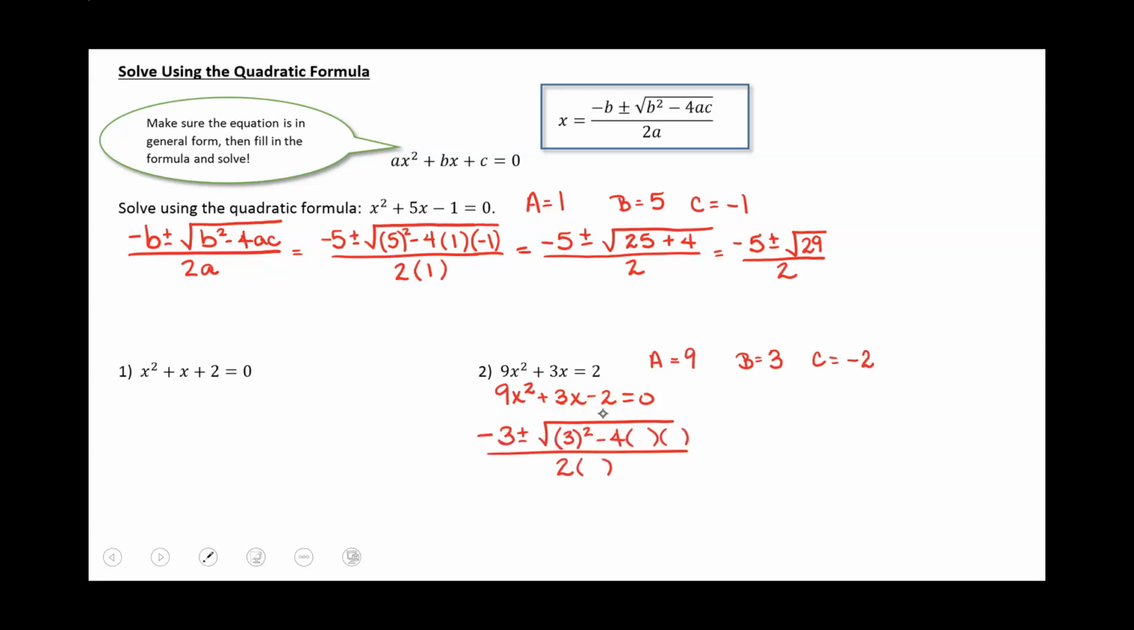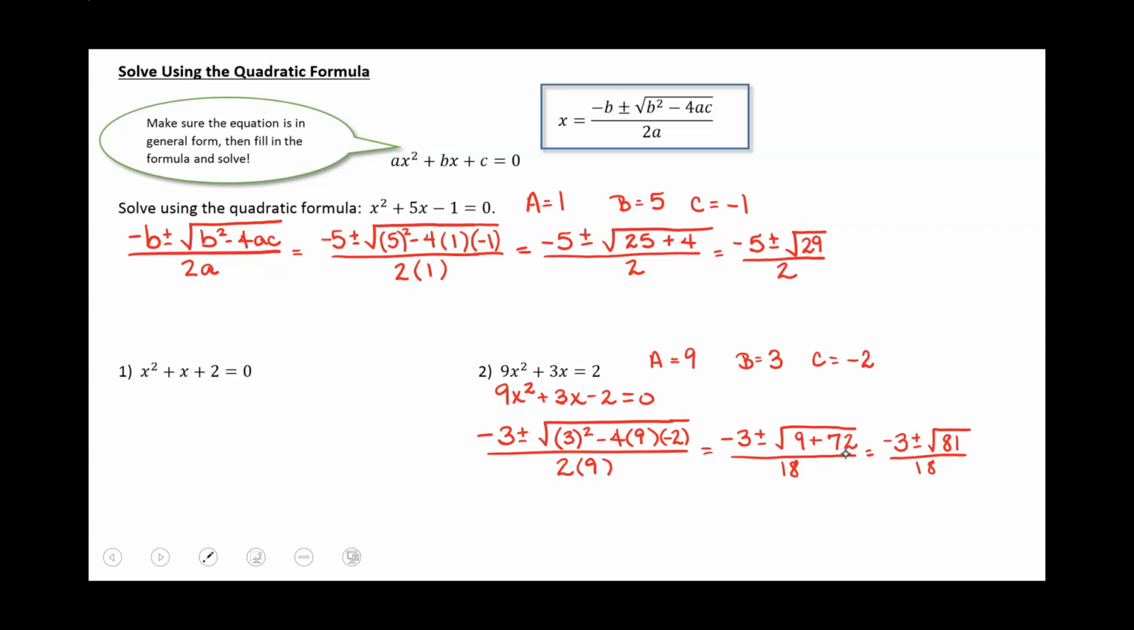All right, so let's use our quadratic formula again. Negative B was 3, plus or minus the square root of B was 3, squared, minus 4 times A was 9, times C was -2, all over 2 times A, and A was 9. All right, so again, order of operations here. I'm going to do my exponents first, so 3 squared is 9. And then -4 times 9 is -36, times -2 is +72. So 9 plus 72 is going to give us 81.